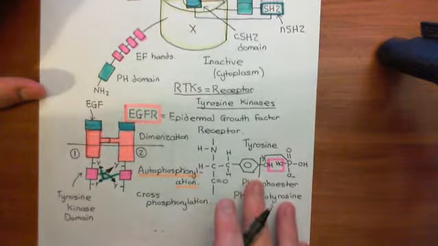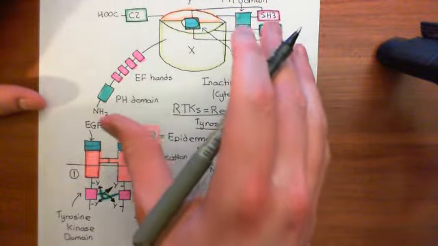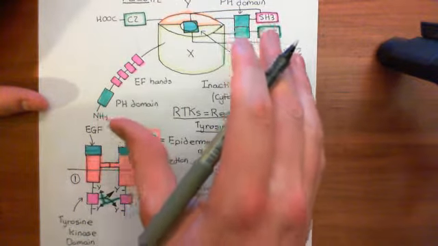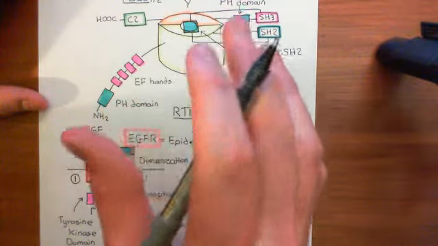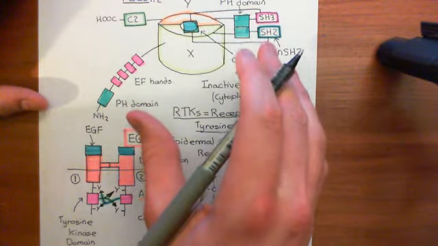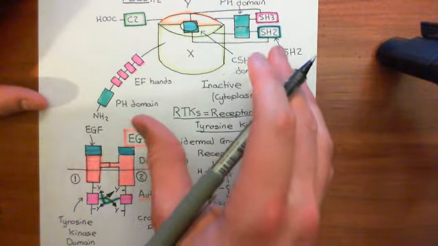So, firstly, what's going to happen is the inactive phospholipase C gamma enzyme, which is currently within the cytoplasm, is going to bind to the phosphotyrosine residues of the receptor tyrosine kinase, okay? And this is going to recruit it to the underside of the phospholipid bilayer.